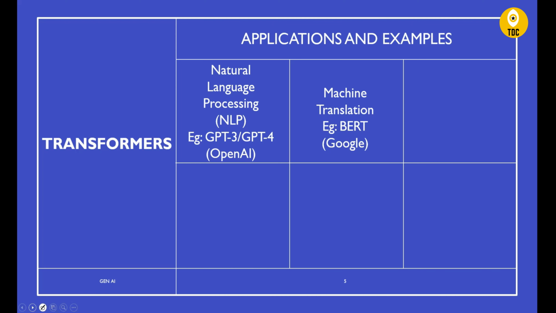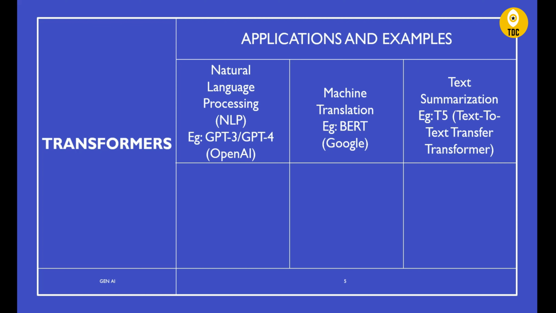And we have machine translation, for example, BERT from Google, which is nothing but Bidirectional Encoder Representations from Transformers. This is used to improve machine translation by understanding the context of words in search queries, enhancing the accuracy of translations, right? We also have text summarization, where the example is T5, that is Text-to-Text Transfer Transformer, again developed by Google. T5 converts various NLP tasks into a text-to-text format, making it highly versatile for tasks like summarization, translation, and question answering.